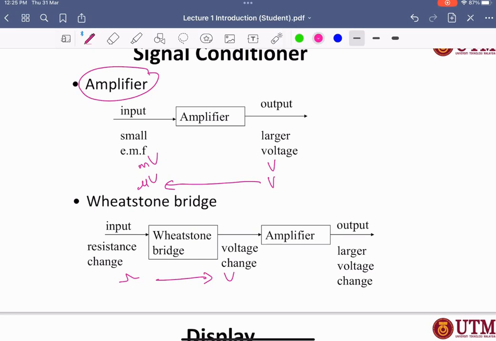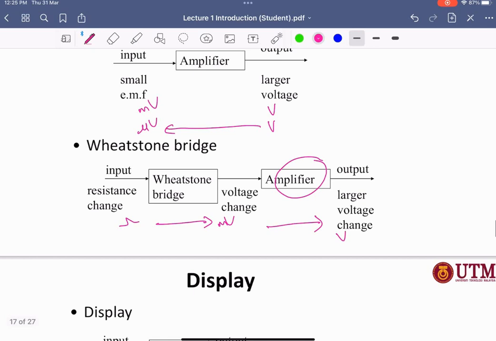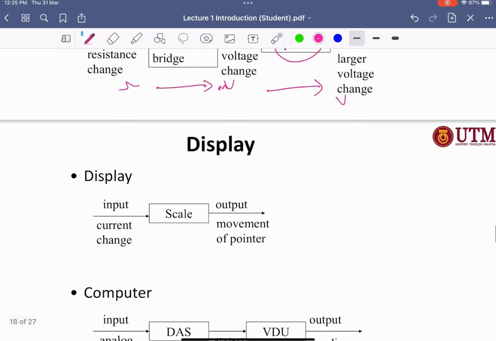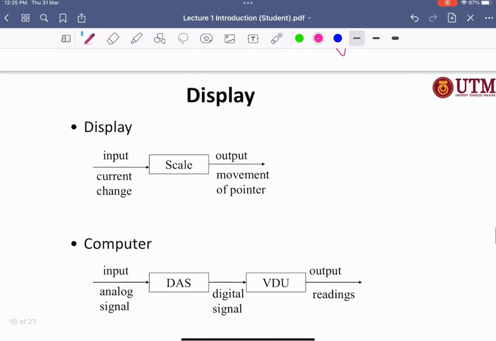And then you can also have another signal conditioning. For example, this one converts into millivolt, and you can have another conditioning to convert it into voltage. Then the display, for example the movement of a pointer, right? It will show you the scale. It can be an analog scale, and you will also have a digital scale.